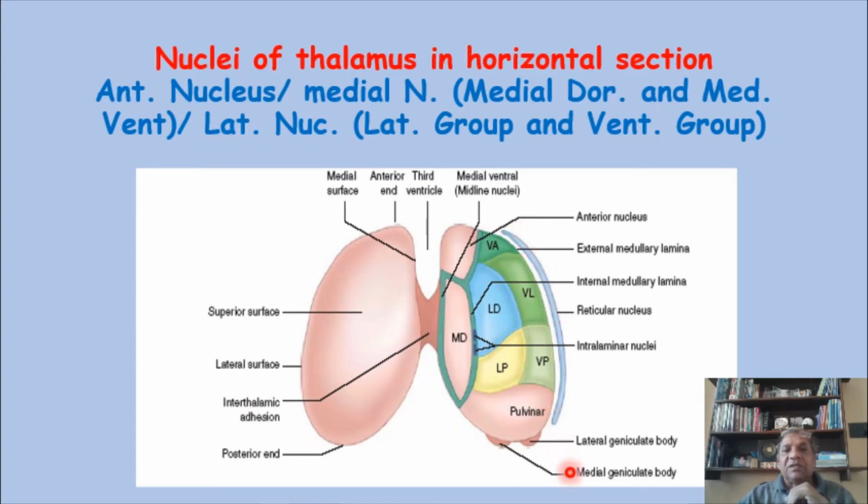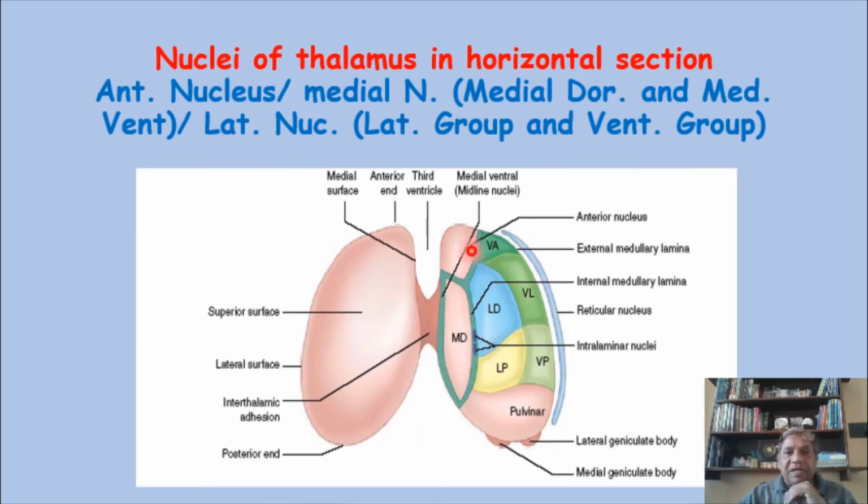Similarly, the reticular nucleus is also now considered as part of the thalamus. Now if you see the medial nucleus here, you will see that it is divided into two parts. This is called MD, the medial dorsal part, and there is a thin part here, another nucleus, called the midline nucleus or medial ventral nucleus. Just remember, it is the midline nucleus and the medial dorsal. So these are the two divisions of the medial nucleus.